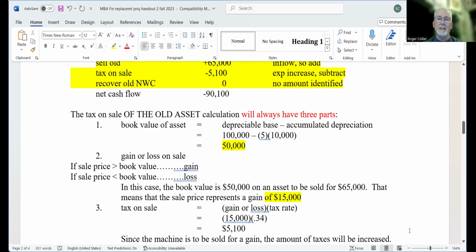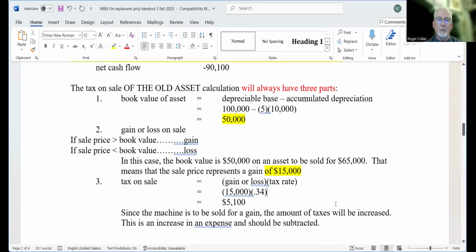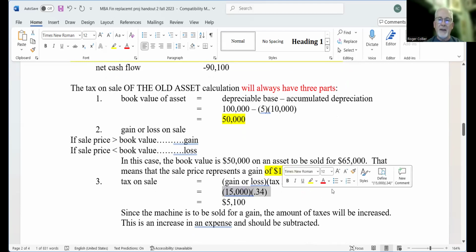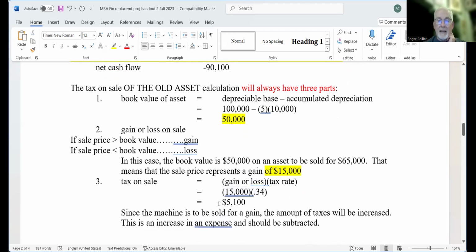Step 3 is to figure the taxes. And we always figure the tax on the amount of the gain or the loss. In this case, the gain is 15,000. The effective tax rate is 34%. So the tax effect is $5,100.